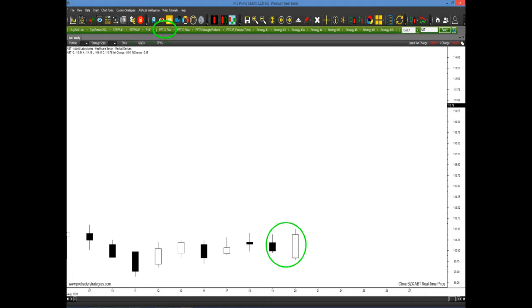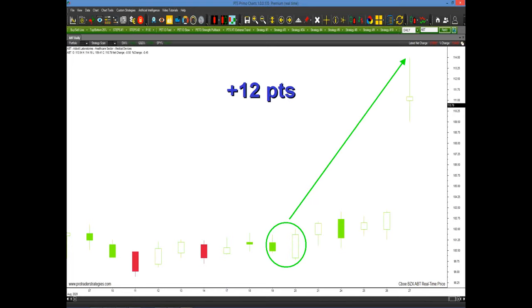We simply click it on our platform right here in the upper green strategy tab. Click it on, and we'll find that the last four bars were actually green, and all we care about is that bar number two is green. So where everyone else is saying there's absolutely no clues here with this market, we're seeing a tremendous clue to go long. This was on the 20th of August, just about 2 weeks ago. The stock went up 12 points, and it even gapped up based off some news, which I have no idea what it is. Once again, news is not required.